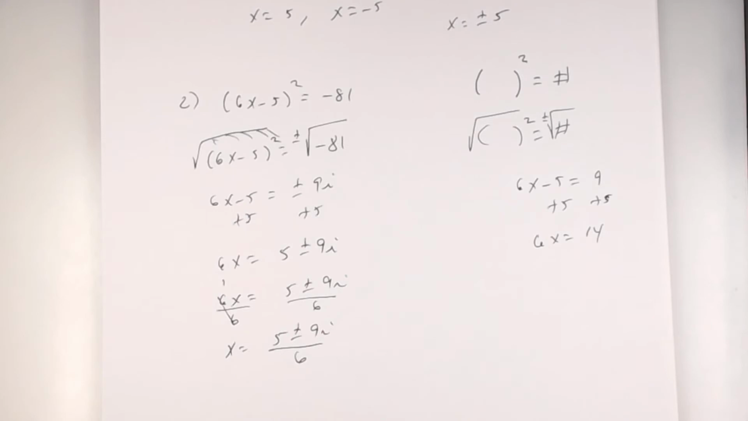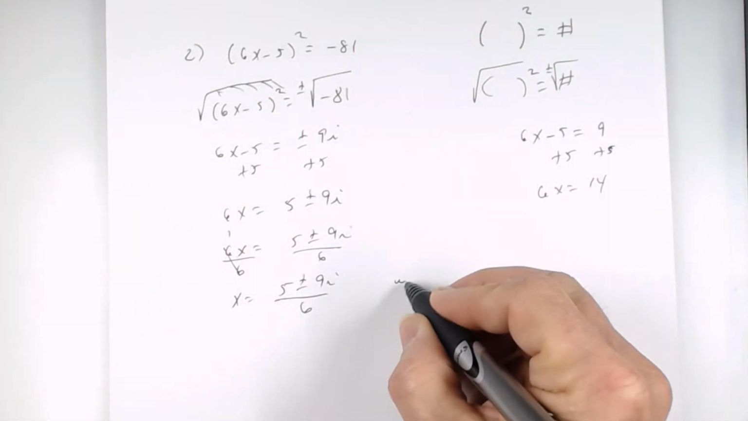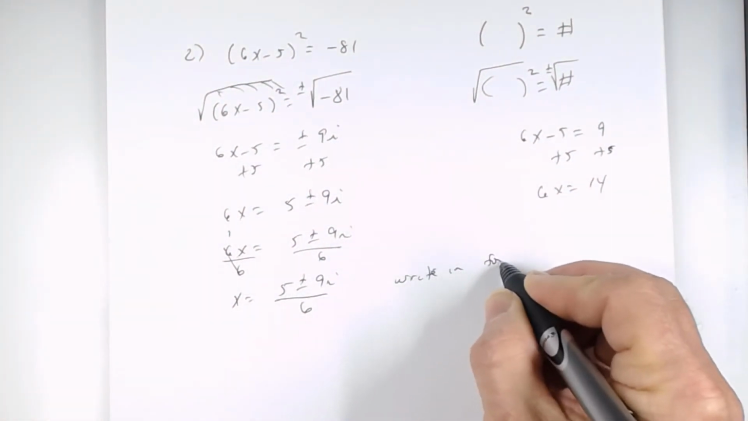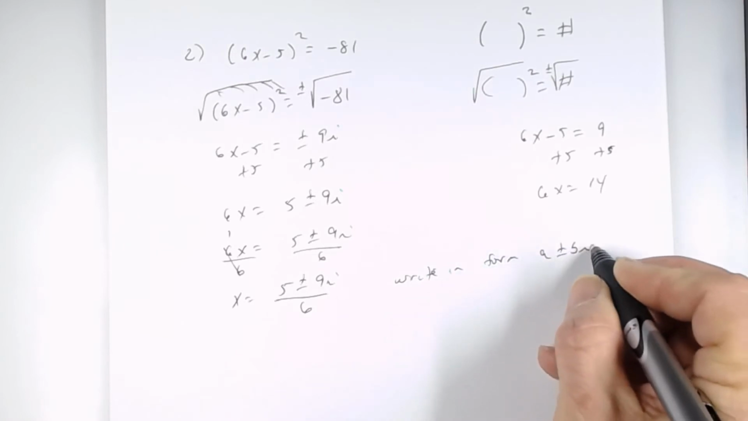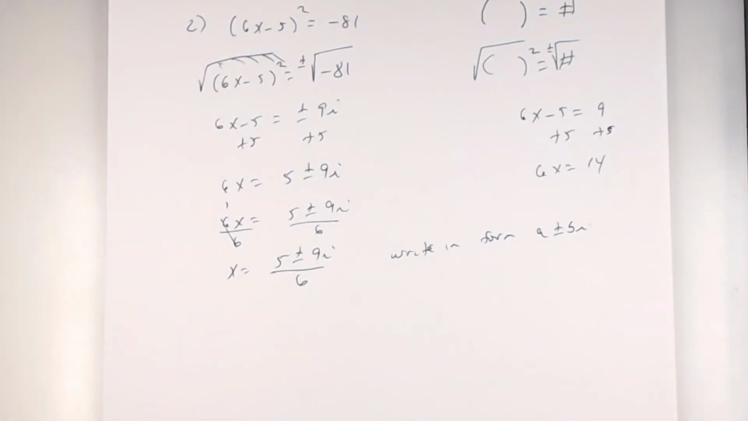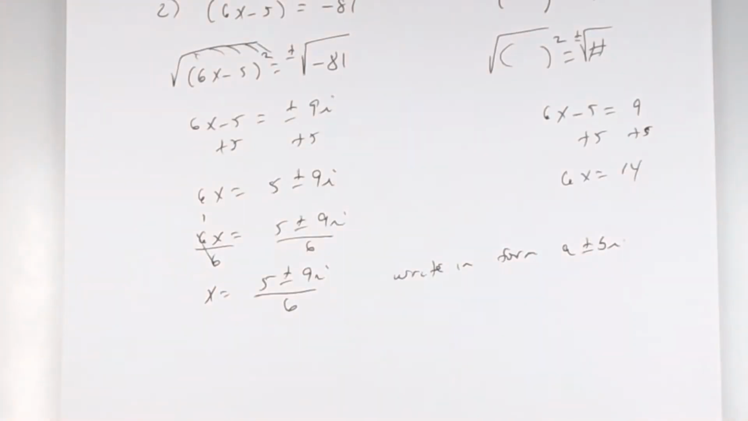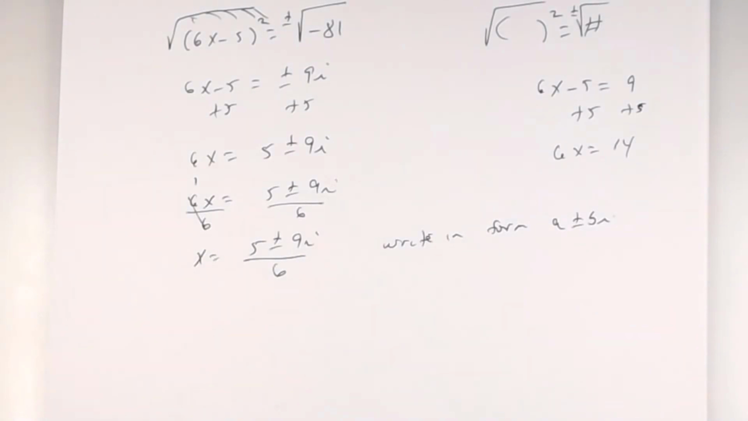But sometimes the directions, my math lab may say this. My math lab may say, write in the form a plus or minus bi. So I'm just mentioning what to do there. If it says that, basically all they want you to do is to write these as two separate fractions.